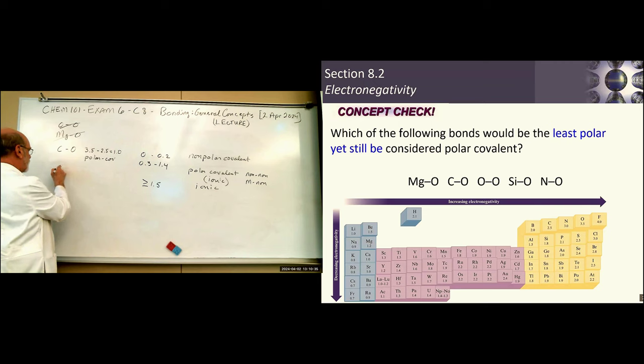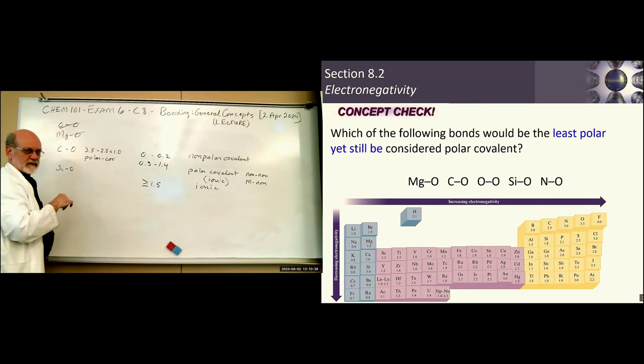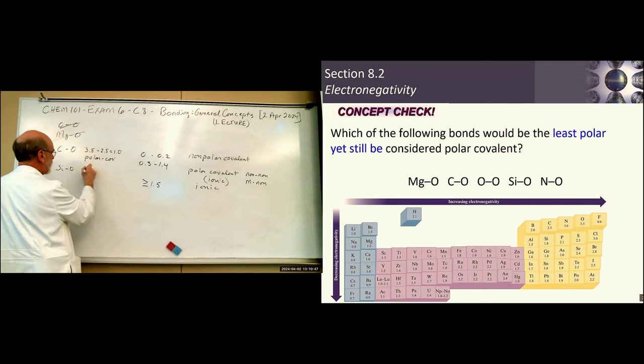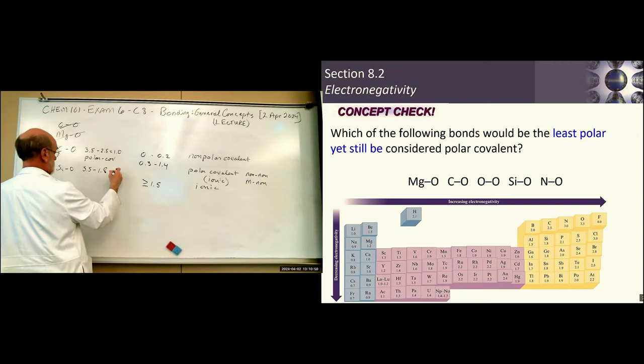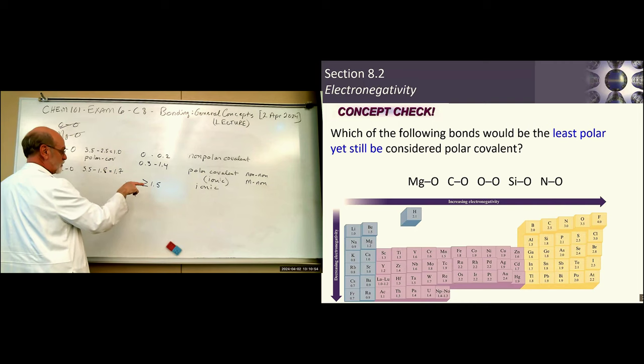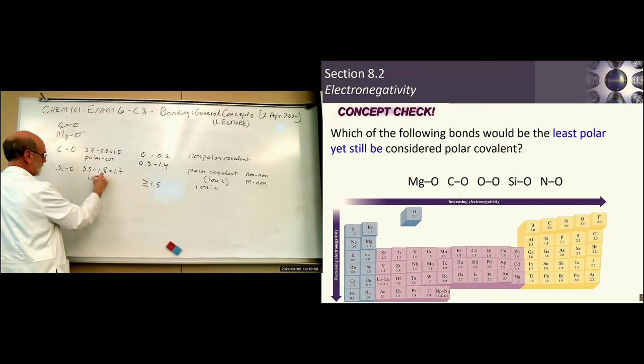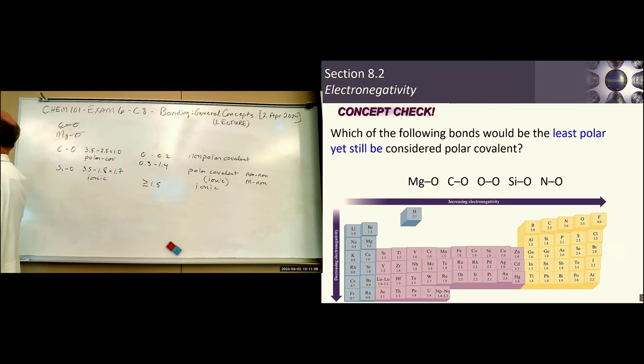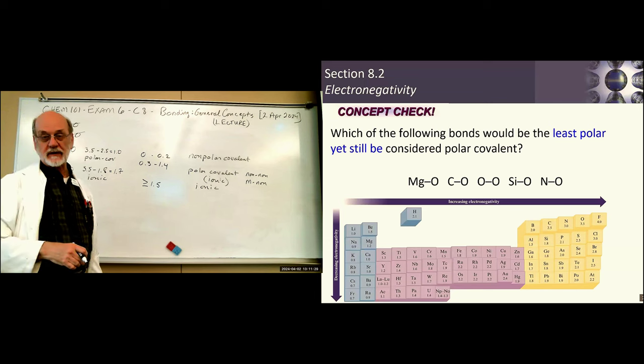How about silicon and oxygen? Right, silicon's right on the border. Silicon is 1.8 and oxygen is still 3.5. So 3.5 minus 1.8 is equal to 1.7. Okay. That would be ionic. So that's not polar covalent either. I didn't realize that because silicon is a nonmetal, but it's a metalloid because it's right on the line. This line between the two goes right there. Metalloid, metalloid, metalloid. So that would be considered 1.7. That would be considered an ionic bond, so it's not covalent.